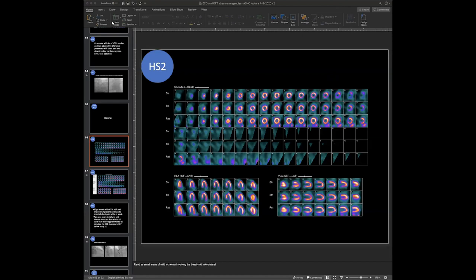So I see two stresses on top and the rest. I'm guessing it's upright, supine, and then upright? Yep. And then looking just globally, it looks like the heart doesn't look enlarged. It's all fitting in that top row. And trying to look at the RV, I don't see any increased RV uptake in rest or stress.